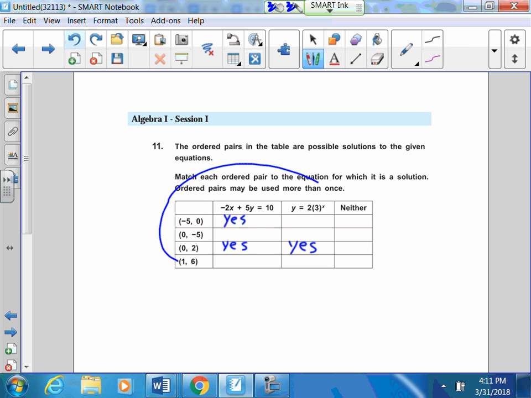All right, last one. Plug in 1 for x. 3 to the first power is 3. 3 times 2 is 6. It works there because you see y is 6. So that's going to work.